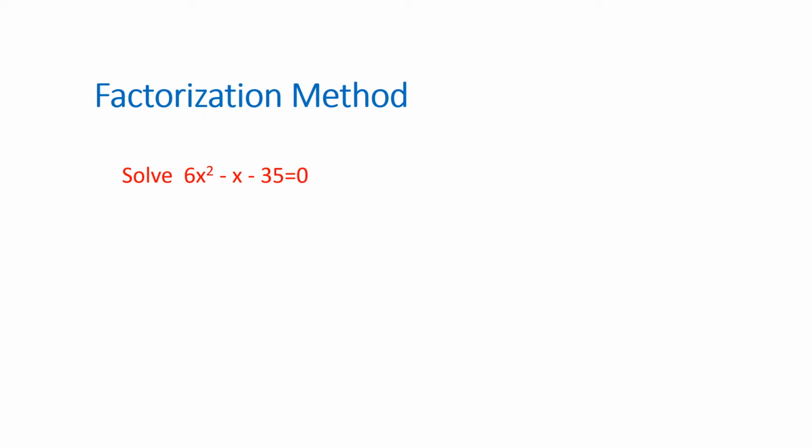Solve 6 into x square minus x minus 35 is equal to 0. Here we are given 6x square minus x minus 35 is equal to 0. Comparing with the standard form of quadratic equation, ax square plus bx plus c is equal to 0, here a is equal to 6, b is equal to minus 1 and c is equal to minus 35.